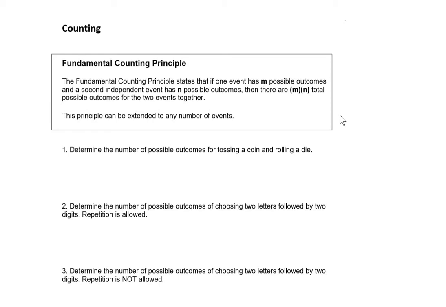Problem number 1, determine the number of possible outcomes for tossing a coin and rolling a die. You have two different outcomes for tossing a coin, either heads or tails. When you roll a die, you have 6 different outcomes. So when we multiply those two together, we get a total of 12 different outcomes.